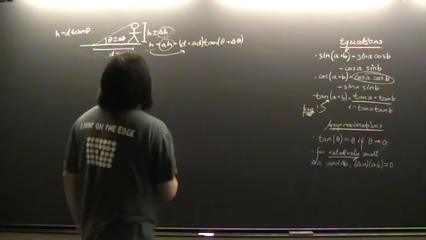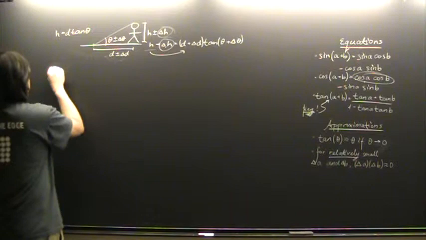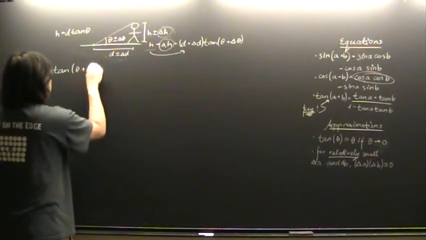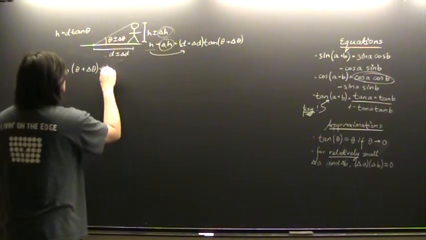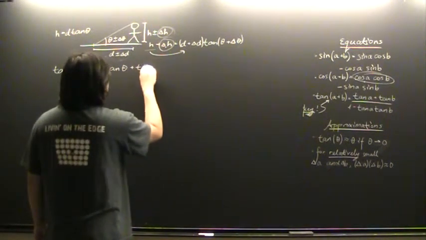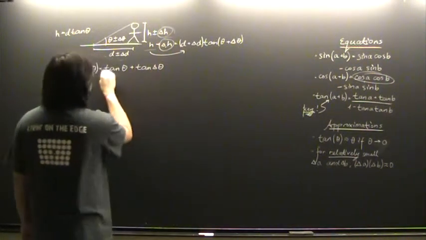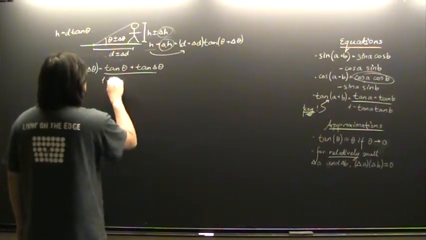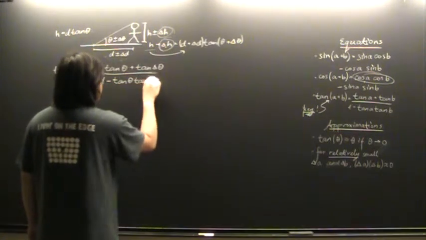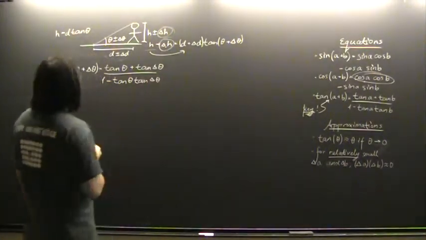So using this formula and substituting in what we want, we find the tangent of theta plus delta theta is going to be equal to tangent of theta plus tangent of delta theta all over 1 minus tangent of theta times the tangent of delta theta. All right.